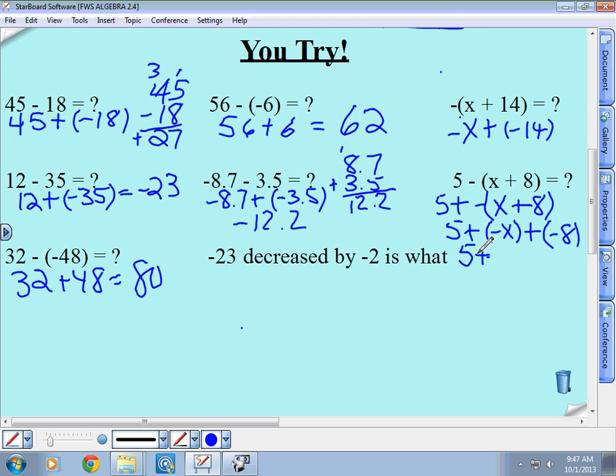So it's 5 plus negative 8 plus negative x. So all I did here is move around my negative x and my negative 8. Okay, and so now 5 plus negative 8 is negative 3. So negative 3 plus negative x. And you can leave it like that.